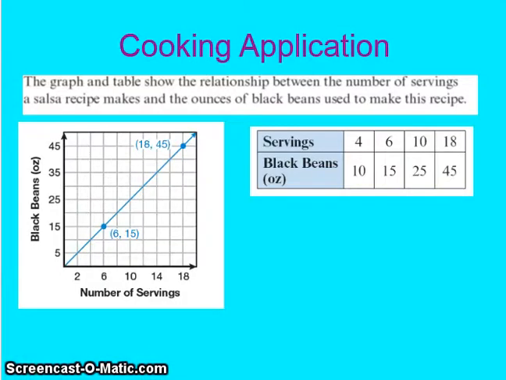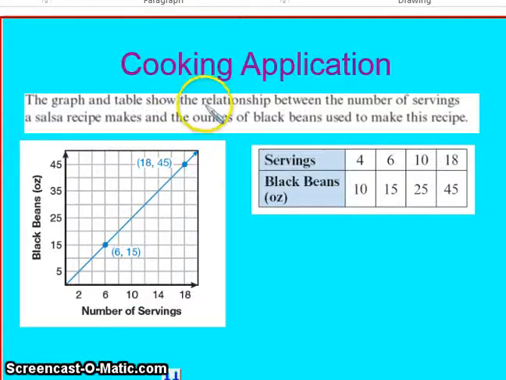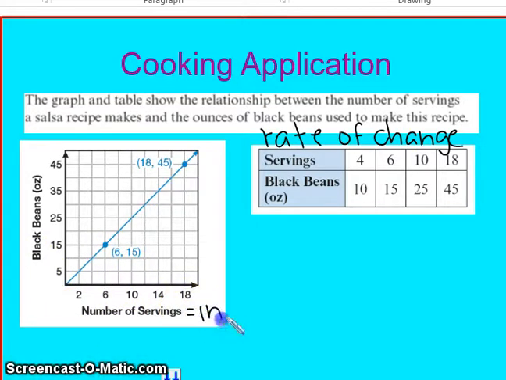And here we have our last example that needs to be in your notebook. The graph and the table show the relationship between the number of servings of a salsa recipe and the ounces of black beans used to make the recipe. We want to find the rate of change. Now, we can either use the graph or we can use the table to find the rate of change of this. The graph makes our life a little easier because notice that it has the number of servings on the x-axis. That is our independent variable. And it has black beans as our dependent variable.